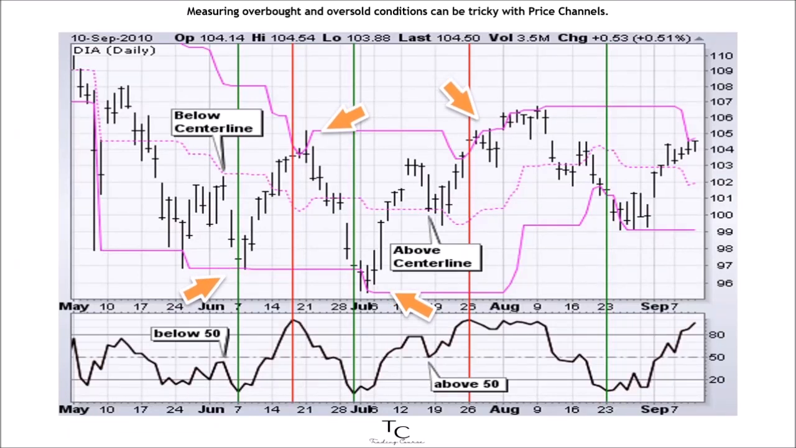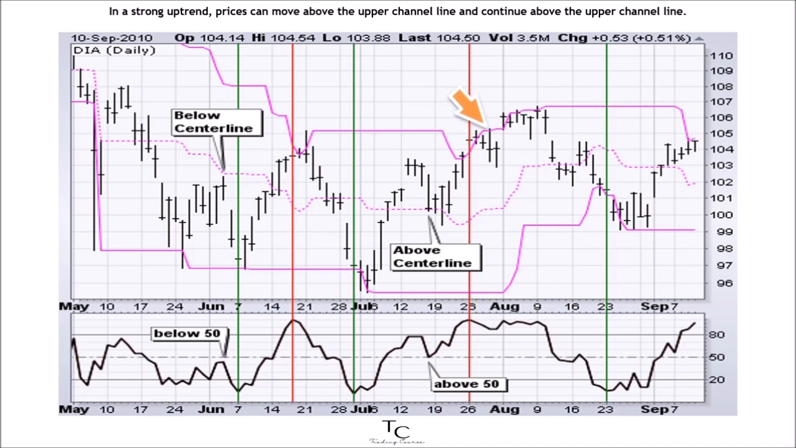Measuring overbought and oversold conditions can be tricky with price channels. Securities can become overbought and remain overbought in a strong uptrend. Similarly, securities can become oversold and remain oversold in a strong downtrend. In a strong uptrend, prices can move above the upper channel line and continue above the upper channel line.